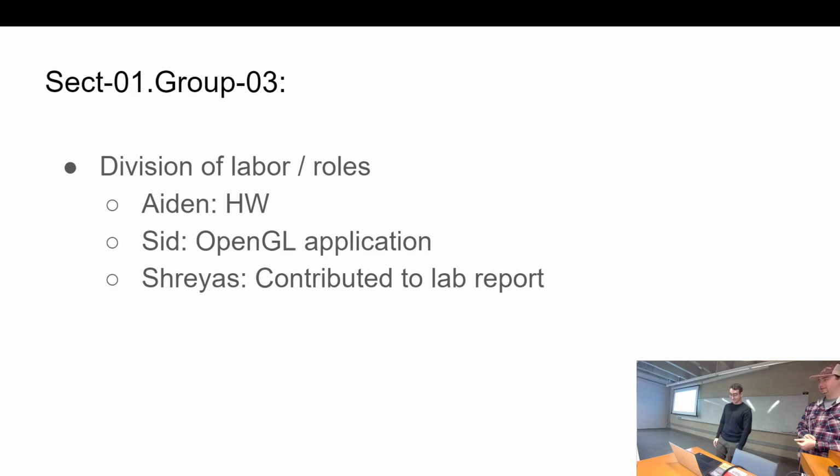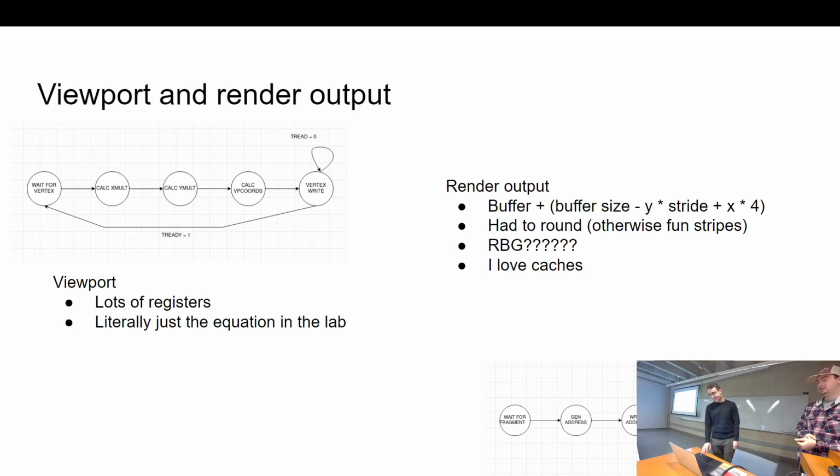So here we go. Here's our finite state machines for our render output and viewport. The render output one's missing the back arrow, but they're simple enough. I think they're pretty much the same for everyone. I wrote some. Yeah, our render output. I'll talk about that in the challenges.